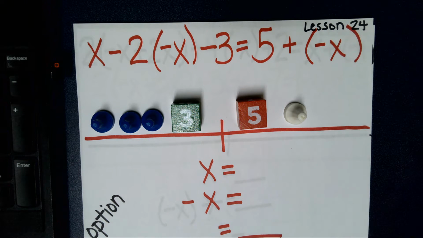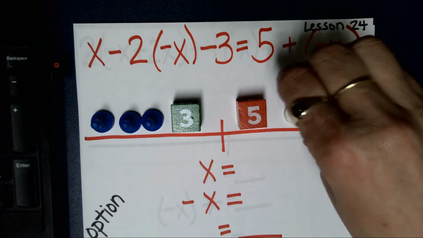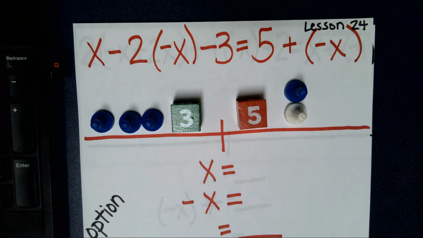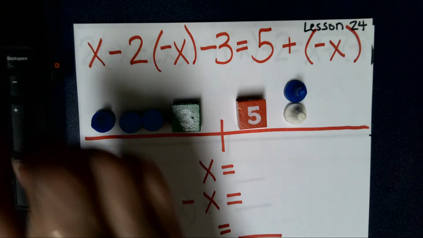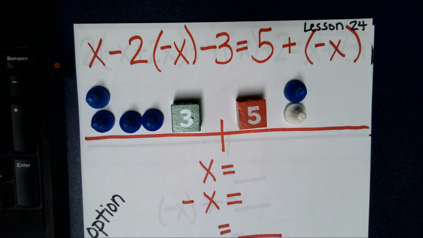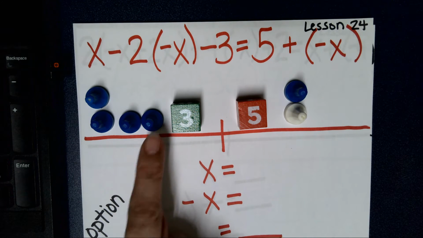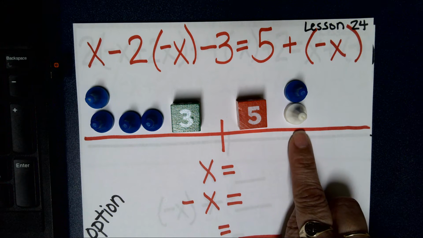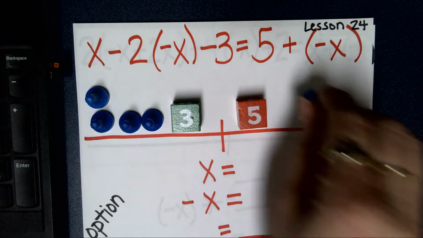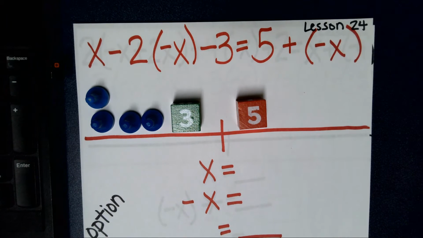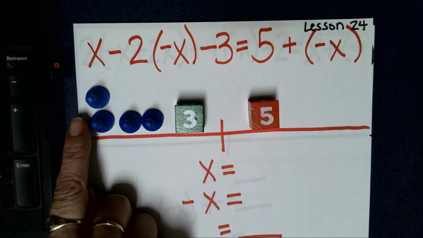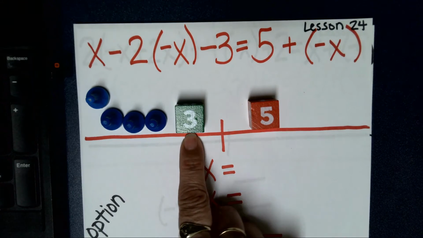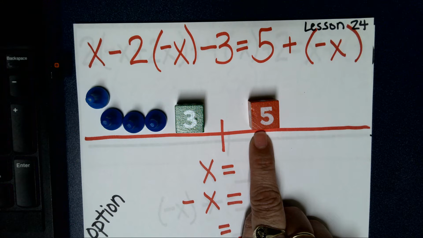What do you have to pair up with a star to make a 0 pair? That's right, we're going to put a pawn with it. If we put a pawn with that, so we added a pawn to the right, that means we also have to add a pawn to the left. So now we have 4 pawns on the left, and we have a 0 pair here, so we're going to remove that 0 pair since it has no value. So now we're left with 4 pawns minus 3 equals 5.